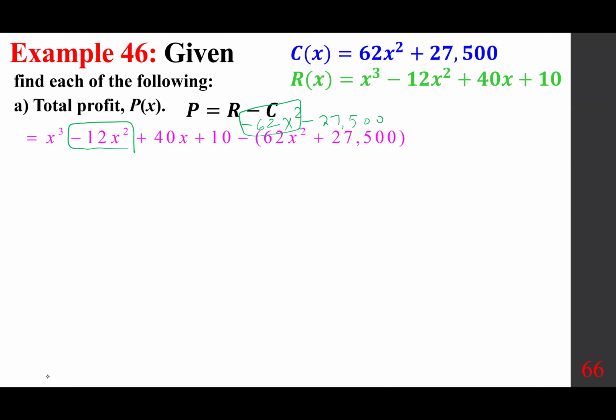these two are like terms. We get x cubed. These two will give us negative 74x squared. This remains as 40x. These two numbers, positive 10, negative 27,500, they give us negative 27,490. So that's pretty straightforward.